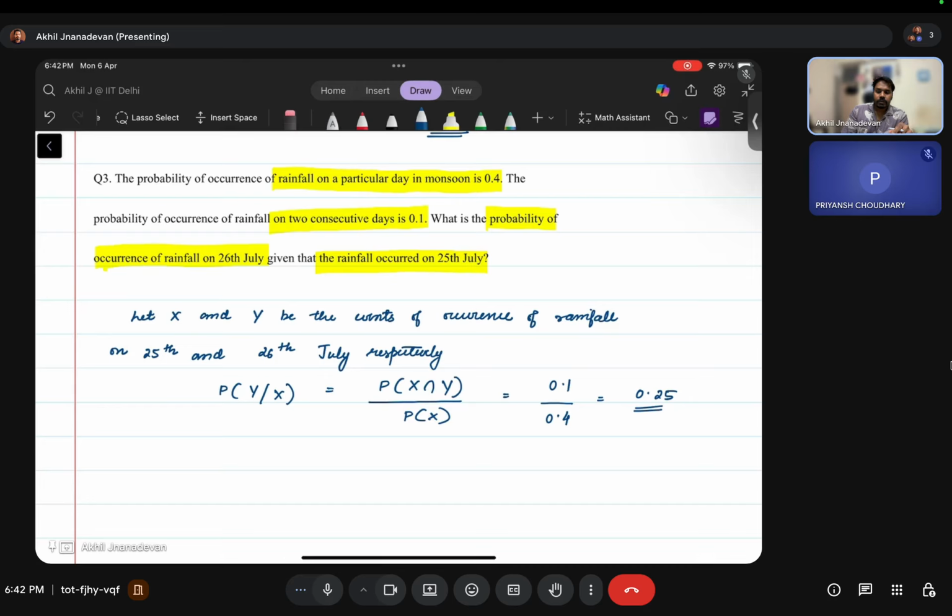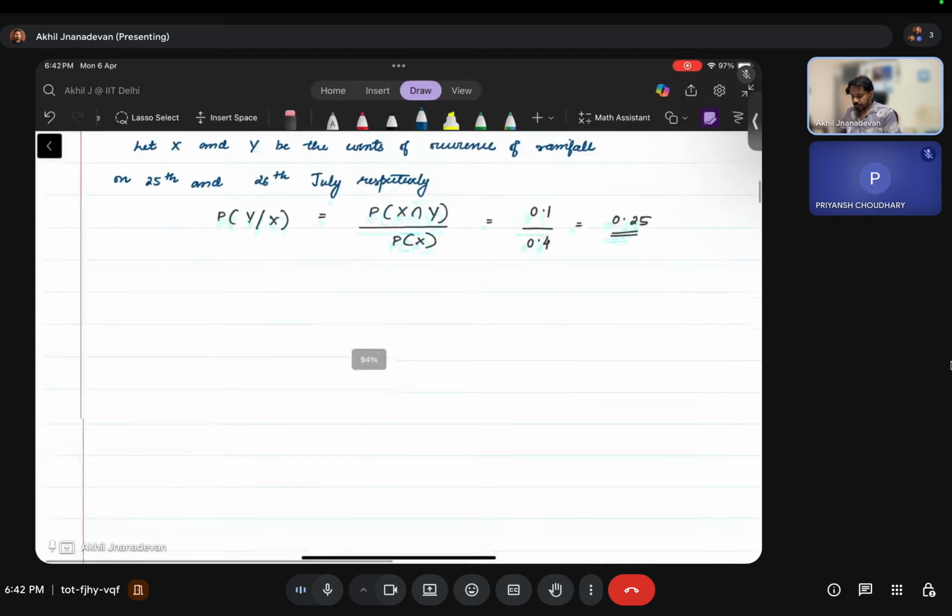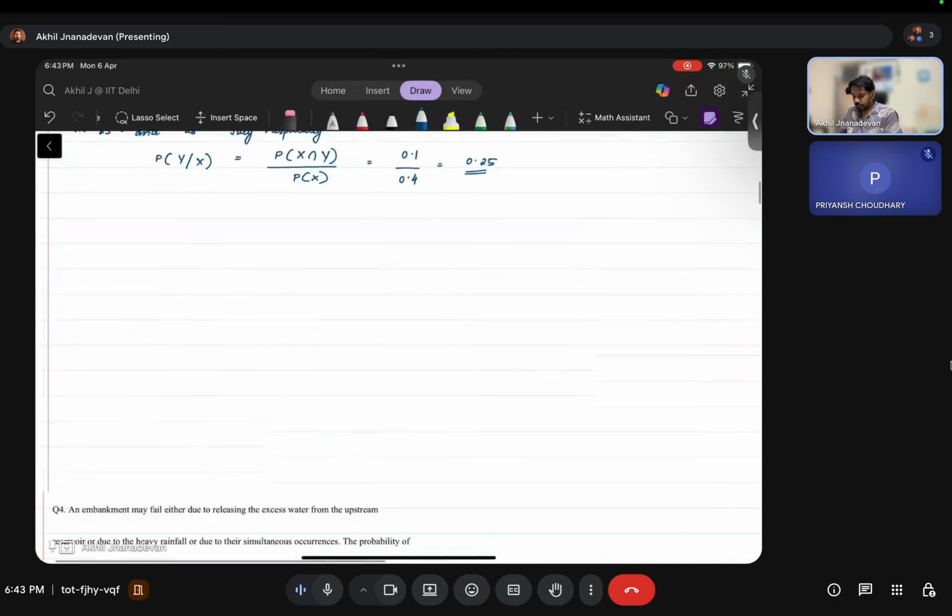So if we are given that today it rained, what is the probability tomorrow? Then it shouldn't be 0.1. We should be saying it with some more confidence, right? That is why we divided by 0.4, and now our probability of rainfall on the next day has increased to 0.25. So that is the idea of conditional probability. The denominator is always the probability of the event which has already happened. In that way you can remember. So that is a question related to conditional probability.